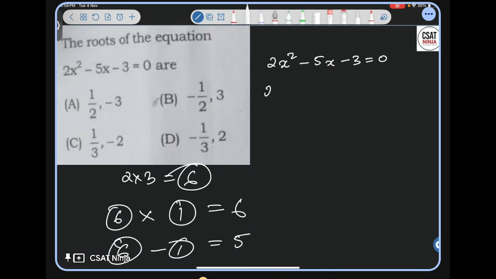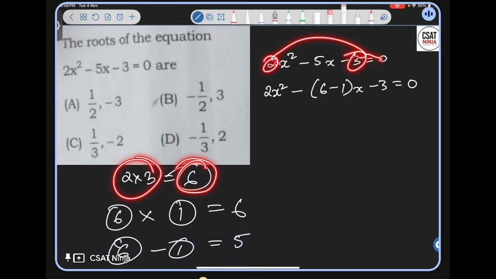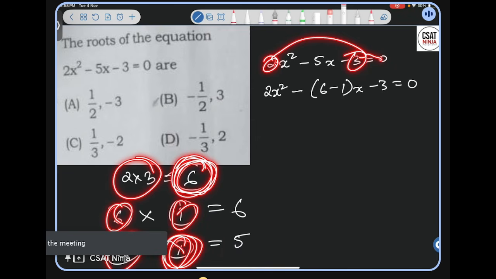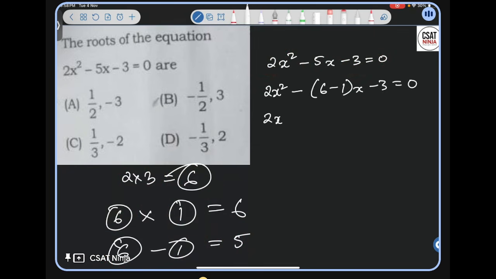So the equation is 2x squared, in place of 5, I write 6 minus 1, x minus 3 equal to 0. Why? Because 6 into 1 is 6, which is the multiplication of the first term and the last term. So I need to get 6, and two numbers, that means 6 and 1, if I subtract the two, I should get the middle number, which here is 5. That's the reason why I'm using that. 2x squared minus 6x, minus into minus is plus x, minus 3 equal to 0. Now if you take common out, from here 2 is common and x is common. If I take 2x out, what will it be?